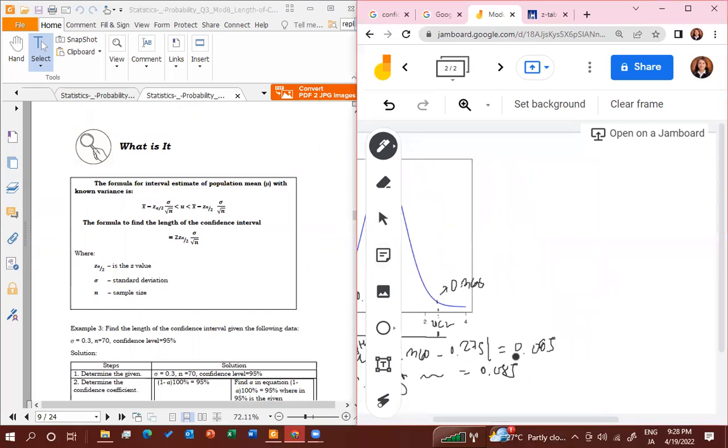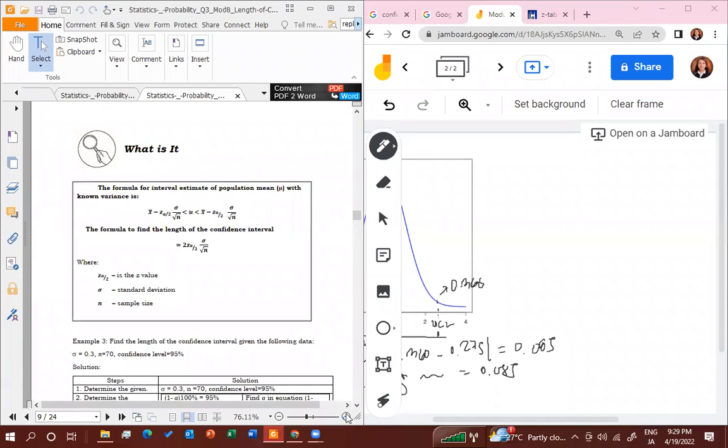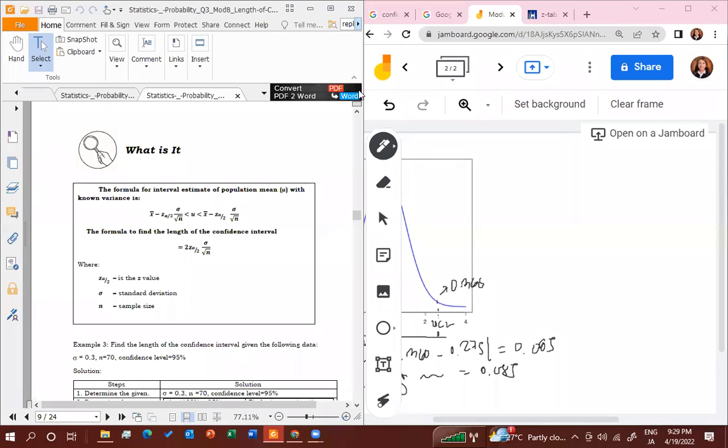So this formula is very important, described here. Also, another thing I don't understand is why this module looks like this, but this is actually plus or minus. So this is basically the formula for your lower confidence limit and the formula for your upper confidence limit.